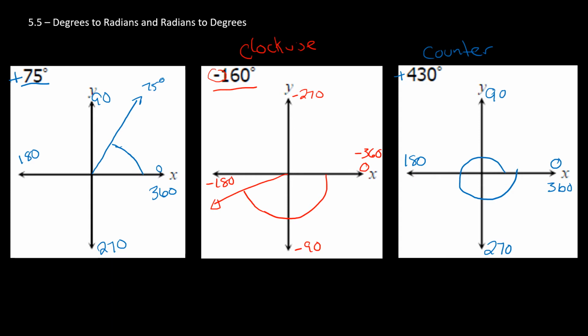Well, if I'm already at 360 and add another 90 to this, this would be exactly 450. So if I'm looking for 430, I know that I've got to be somewhere between 360 and 450. So my angle would be here at 430 degrees. This is between 360 and 450.